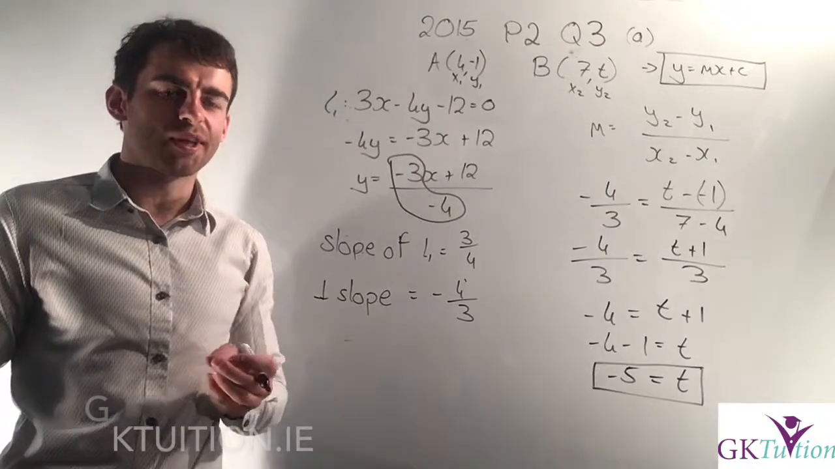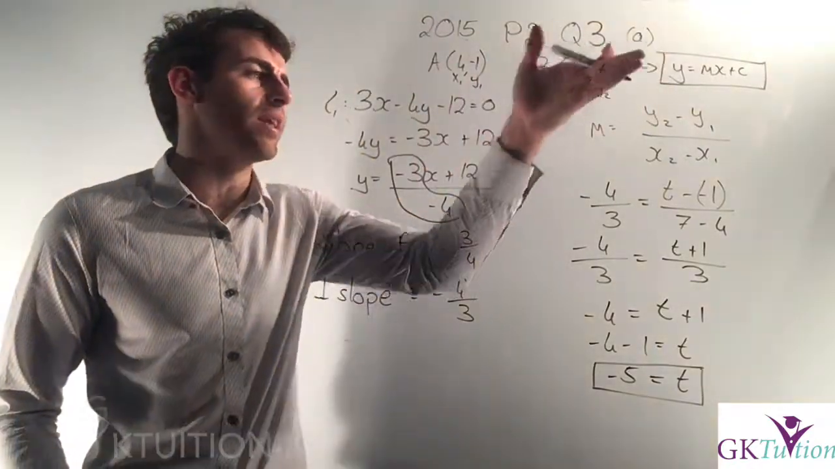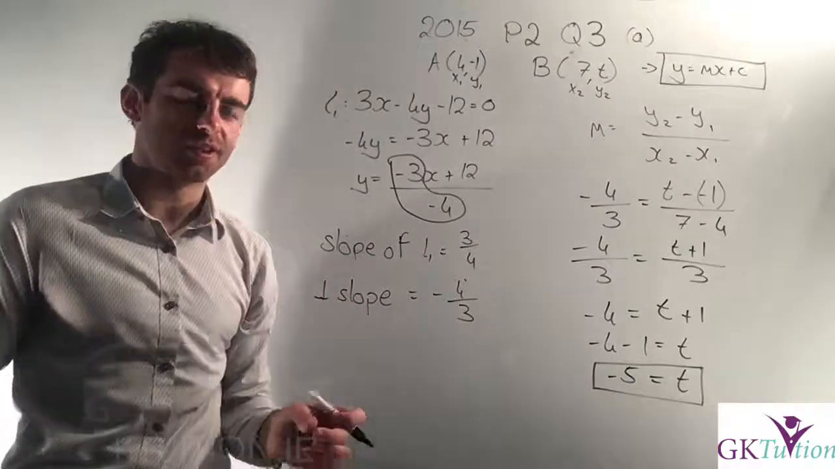So the key to that question was, when it mentions perpendicular, you should immediately think the product of perpendicular slopes is -1.